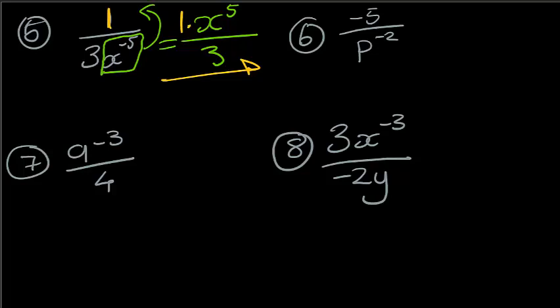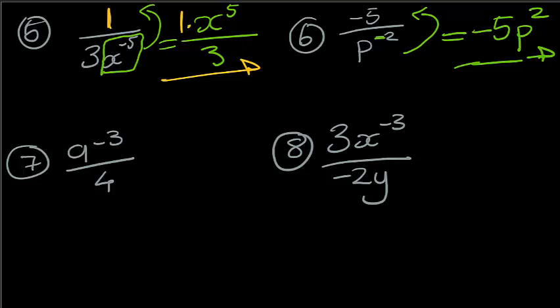Question 6, minus 5 over p to the power of minus 2. I have got this minus 2 at the denominator. So my denominator is going to become a numerator. My answer is going to be minus 5p squared. That's my final answer.